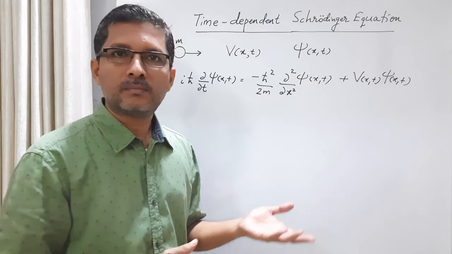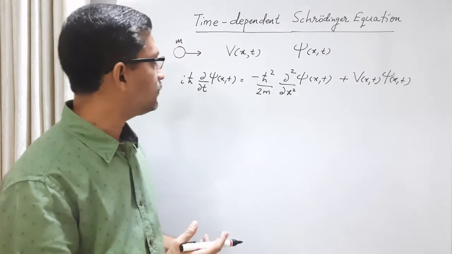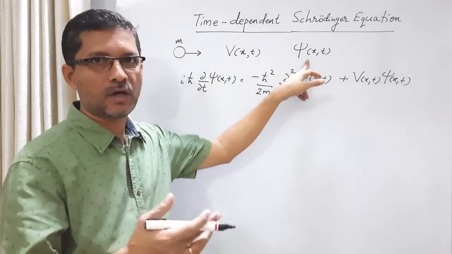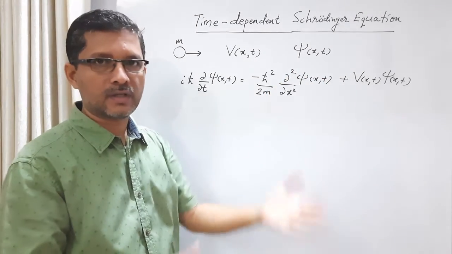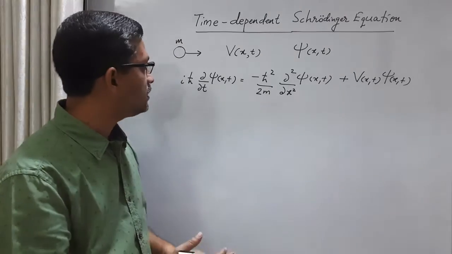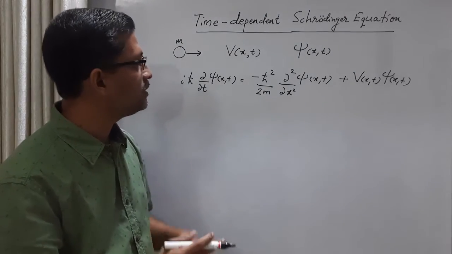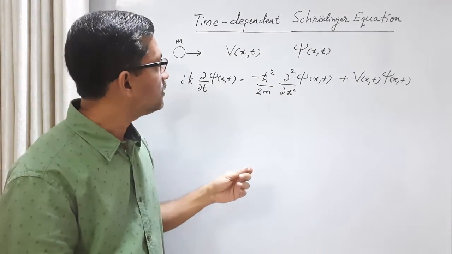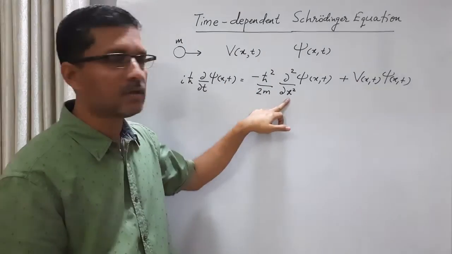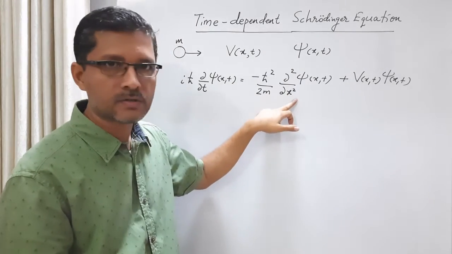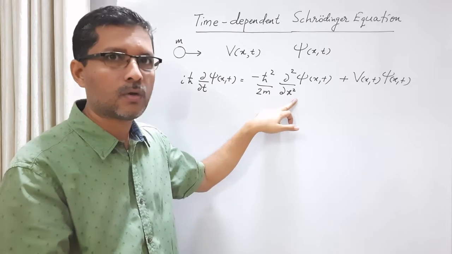And what about motion in 3 dimensions? If the motion is along 3 dimensions, the wave function will depend upon x, y, z and t. If you are using Cartesian coordinates, it will depend upon 3 coordinates. Then the change is that in general the potential energy also will depend upon x, y, z and t. Then the change is that here we have a second order derivative in x, so we will have another term dou square by dou y square psi plus dou square by dou z square psi.